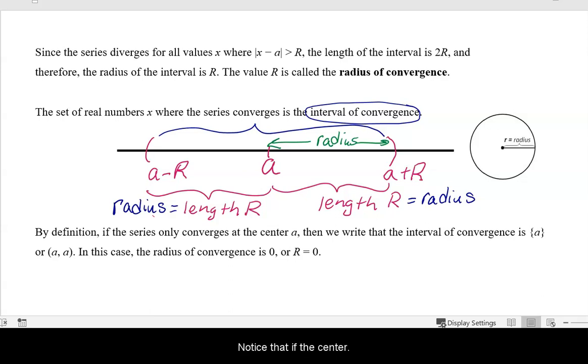Notice that if the center is the only place that the series converges, then this becomes a single point interval. In that case, we can write the interval of convergence as simply a between curly brackets, or you can use rounded parentheses with a to a, or you could also use closed brackets. They all mean the same thing. In this case, we define the radius of convergence to be 0, or to have length 0, because it doesn't have any width. There's only one number inside of it, so there is no length, if you will. Let's move on to the next piece of information.